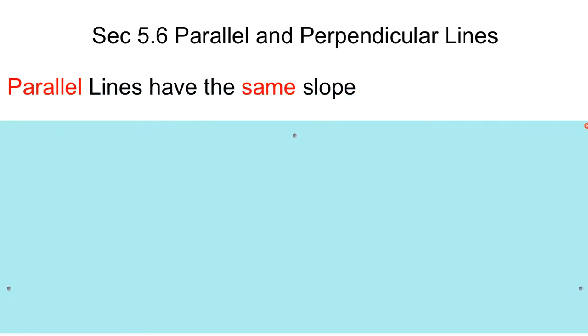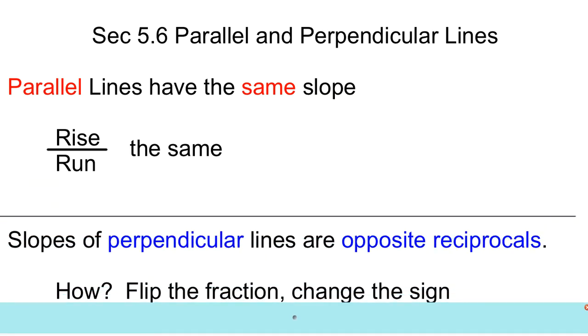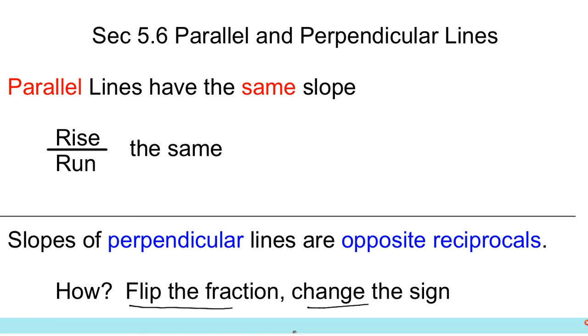We know that parallel lines have the same slope, which means the rise and run is the same. We know perpendicular lines are opposite reciprocals. And how do we do opposite reciprocals? We flip the fraction and change the sign. We had a little song that we could use to remember that.